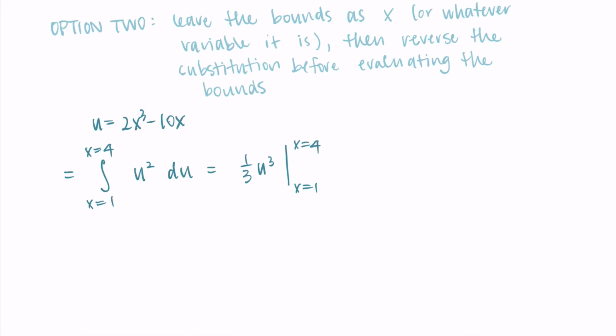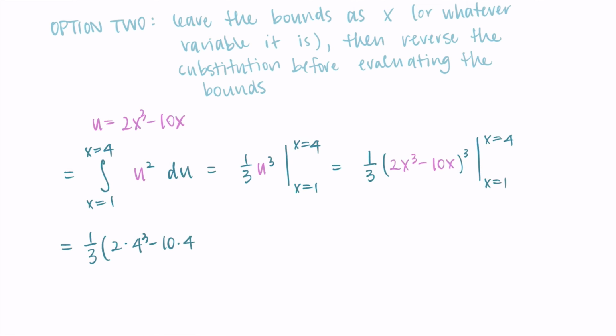All right, so I cannot just put in these bounds yet because they are in terms of x, and my solution is in terms of u. So to simplify, I'm going to replace u with what I initially said it was. So I have 1/3 times the quantity 2x cubed minus 10x all cubed. And this is being evaluated from x equals 1 to x equals 4. So now I plug in 4 for x, and I subtract off what happens when I plug in 1 for x.